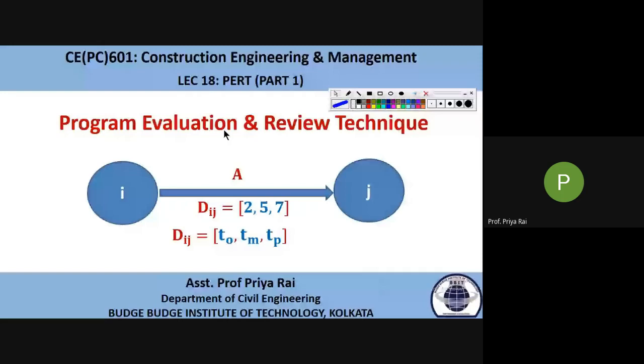The first was your bar chart. Second was your milestone chart, also known as the modified bar chart or milestone chart. Then came your network diagram. Under the network diagram, there are two portions. First is the Critical Path Method, the CPM method, and the second portion is the Program Evaluation and Review Technique, which is nothing but the PERT analysis.